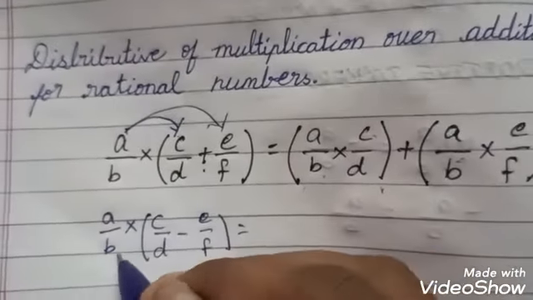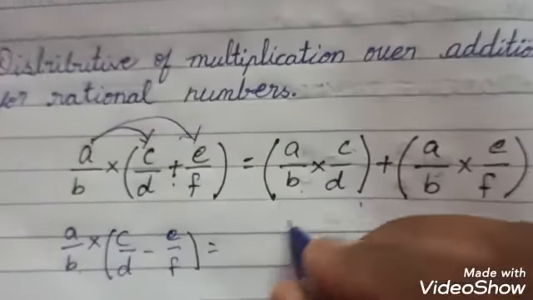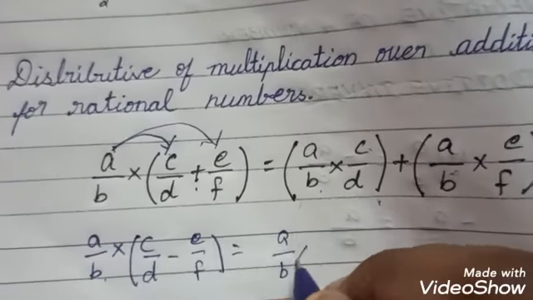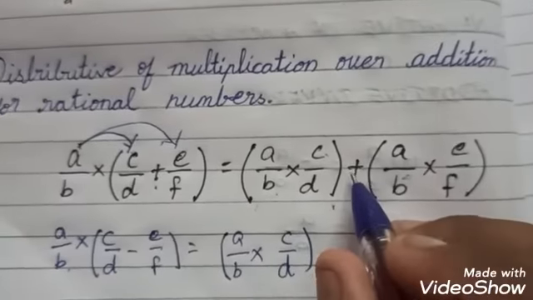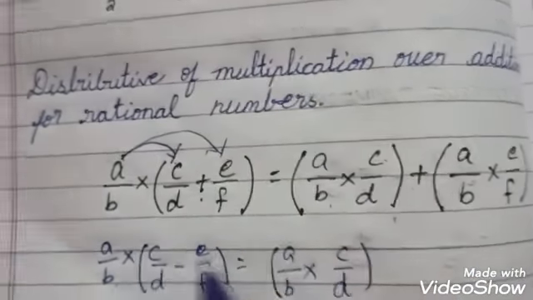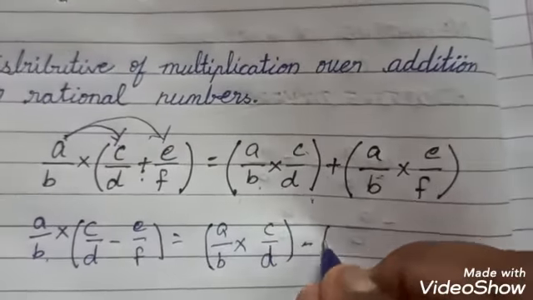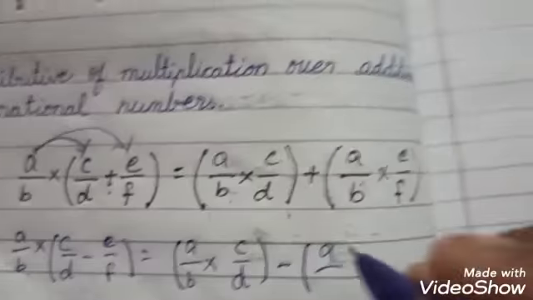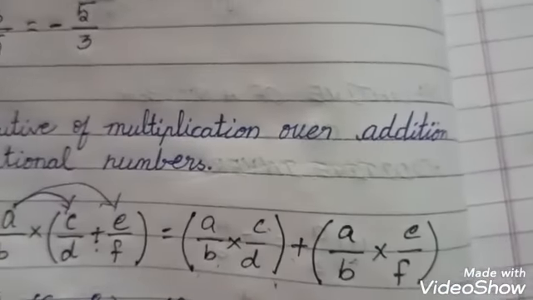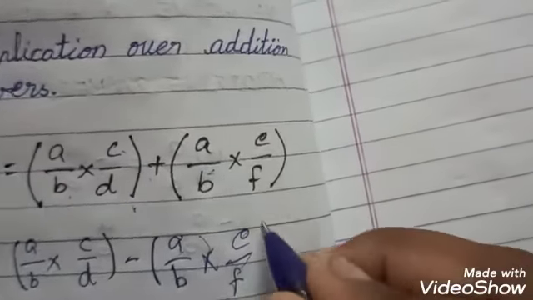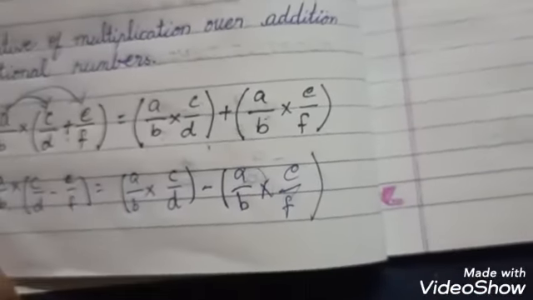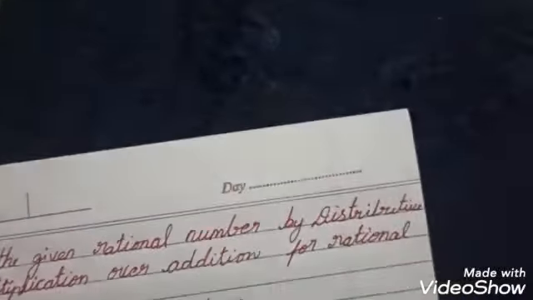The same way, first a by b can be multiplied with c by d. Instead of addition, here minus is there, so subtracted. Again a by b can be multiplied with e by f, a by b into e by f. I just have to show one example sum to you.